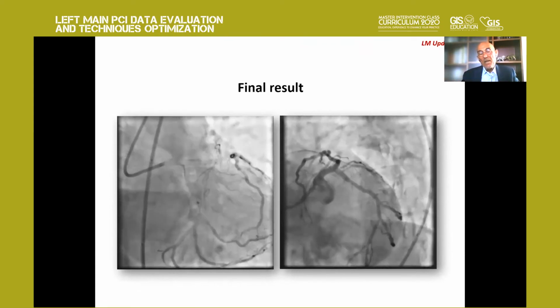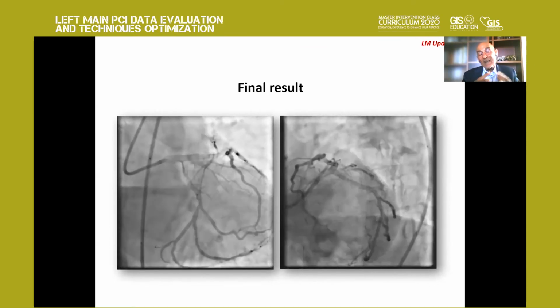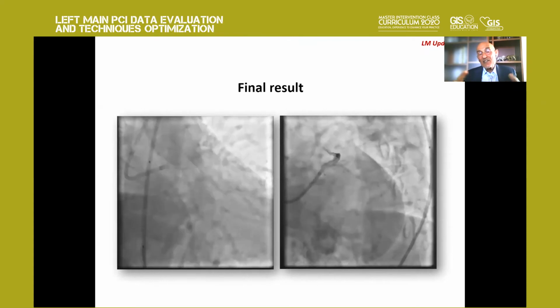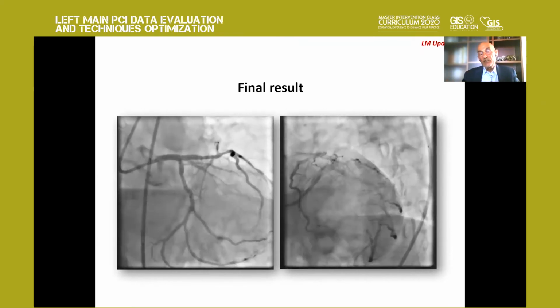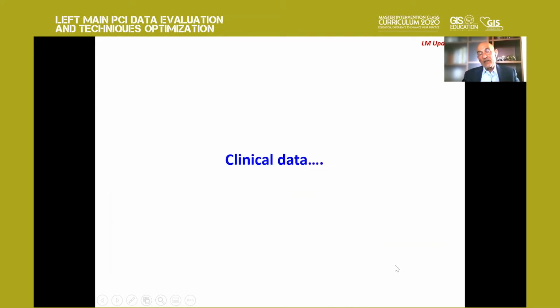or circumflex ostium, and I think can also ensure more adequate expansion and coverage of the ostium of the circumflex. And of course, IVUS control after all these steps will be essential.